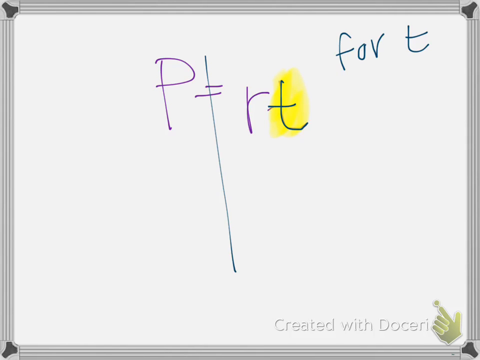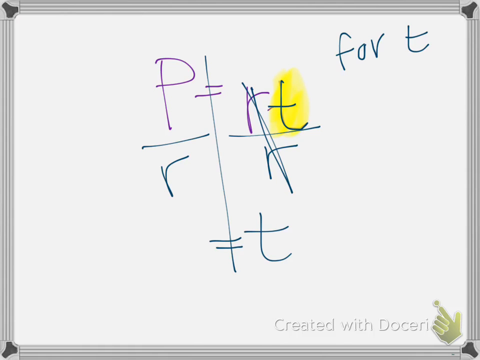That means that I need to get t all by itself. T is our bomb. Let's save the r. Since they are right next to each other, they are multiplying. So I need to divide by r on both sides. R over r is 1. I'm left with t equaling p over r.